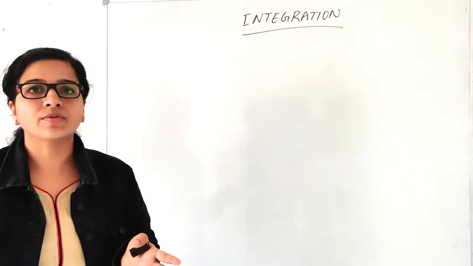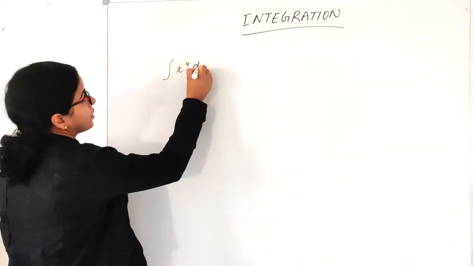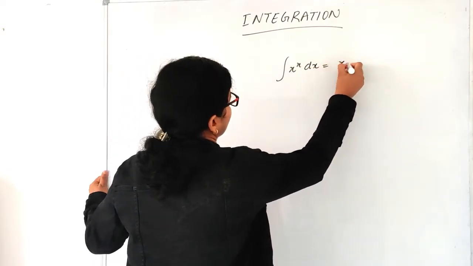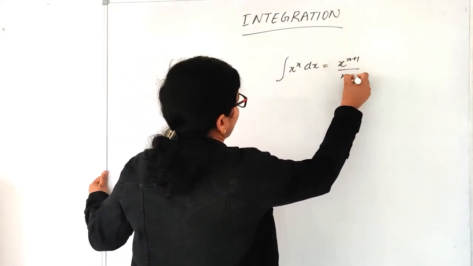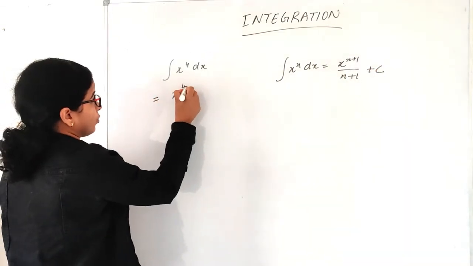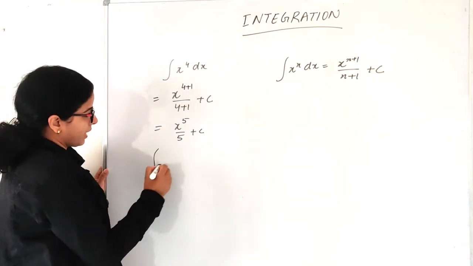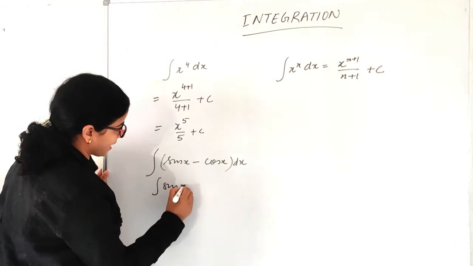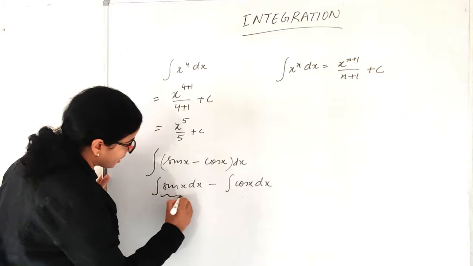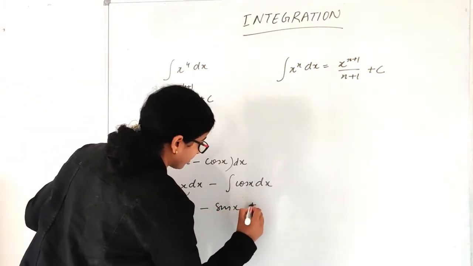So just now we studied some formulas. Let us have a look at some basic questions. So I have a question, the integral of x to the power 4 dx. Just now we studied that the integral of x to the power n dx is equal to x to the power n plus 1 upon n plus 1 plus c. So what will this become? x to the power 4 plus 1 upon 4 plus 1 plus c. Say for example you have sin x dx minus cos x dx. So the integration of sin x is minus cos x plus c, and the integration of cos x is sin x plus c.